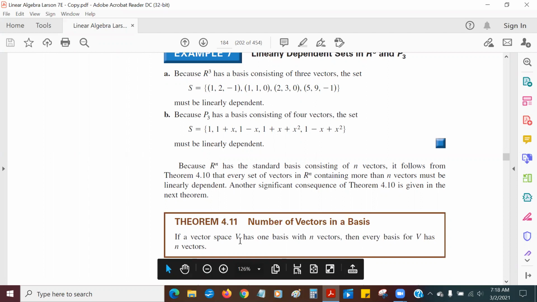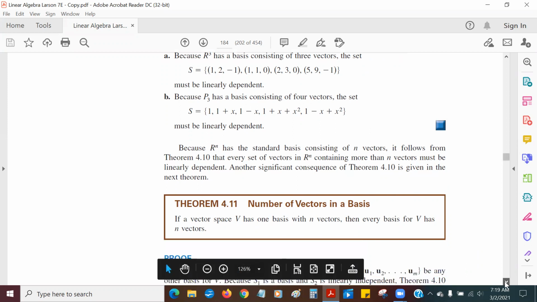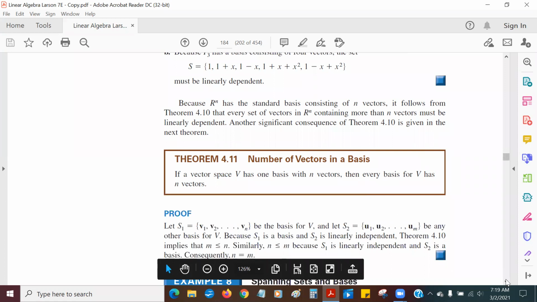If a vector space V has one basis with n vectors, then every basis for V has n vectors. This is really going to be a result we prove using the theorem that we just proved a couple of minutes ago. And I chuckle when I see this, because the proof is much, much shorter. In fact, that's the whole proof right there. It's just a couple of lines and we're done.